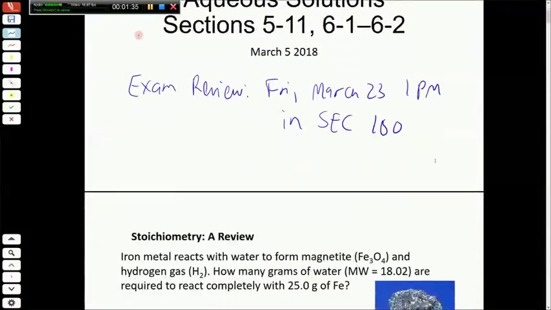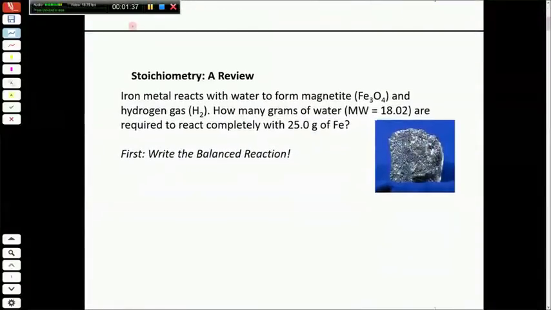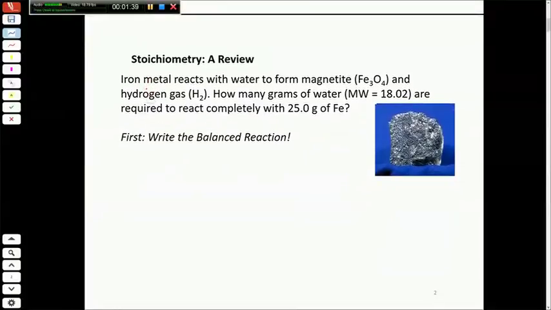So what we're going to start today is a quick review of stoichiometry, which we started last time. We didn't do too many examples, so let's just start with one here. It works a lot better if only one person's talking. Thank you.